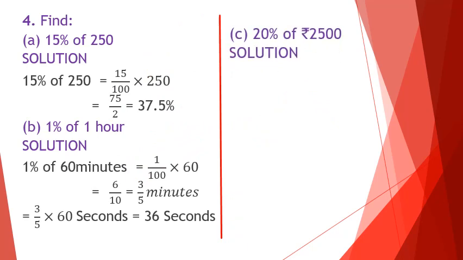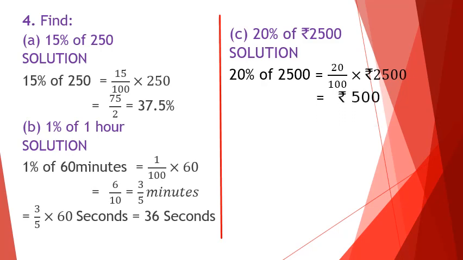Our next question, question C, 20% of rupees 2500 equals 20 upon 100 into rupees 2500. Two zeros from the numerator and denominator can be cancelled. So the denominator becomes 1 and the numerator becomes 20 into 25. That is 20 into 25 equals 500. Here the question is given in rupees 2500, so the answer is rupees 500.